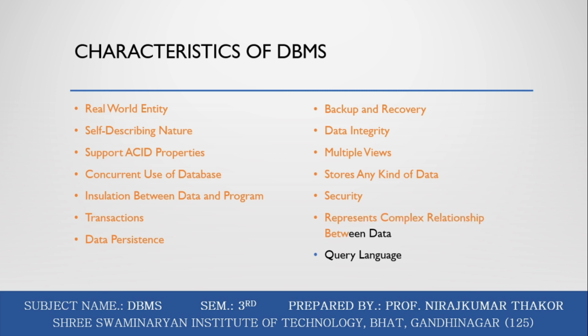Okay. Now, represents the complex relationship between data. The data stored in the database is connected with each other, and a relationship is made between the data. A DBMS should be able to represent the complex relationship between data to make efficient and accurate use of the data.